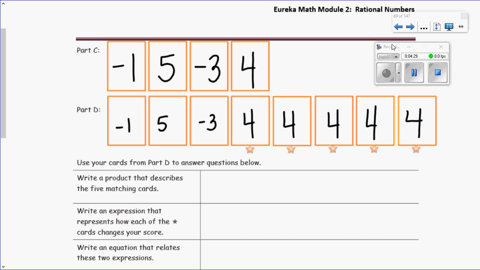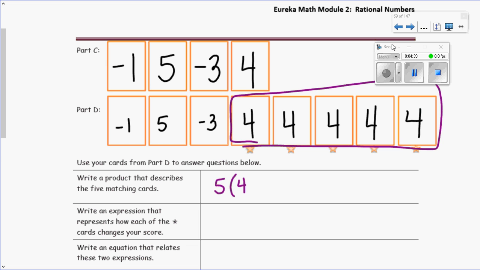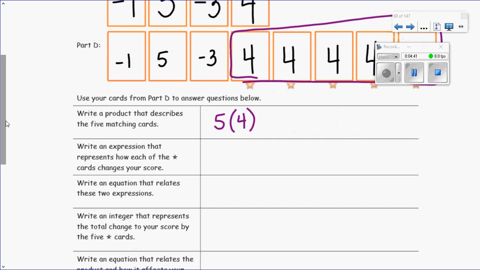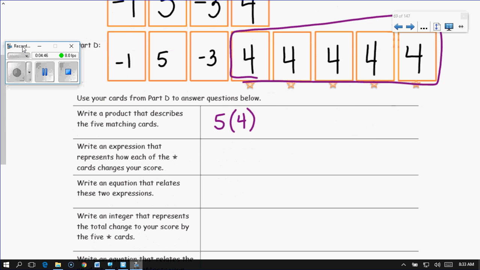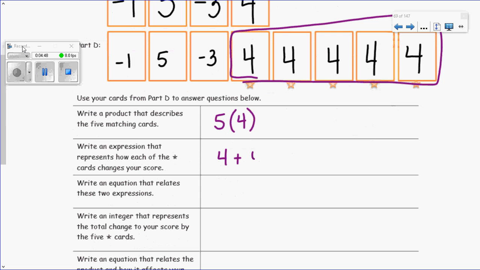So if you copy these, let's pretend that the 4 card got repeated. Oh, that got repeated more than the last time. So the product that would describe the 5 matching cards, here's the 5 matching cards, would be 5 times 4, which is the same as what we have here, 4 repeated over and over. So that would be like saying 4 plus 4 plus 4 plus 4 plus 4.